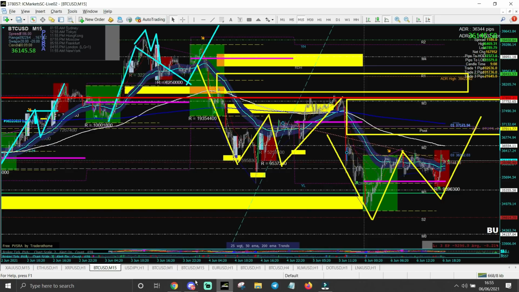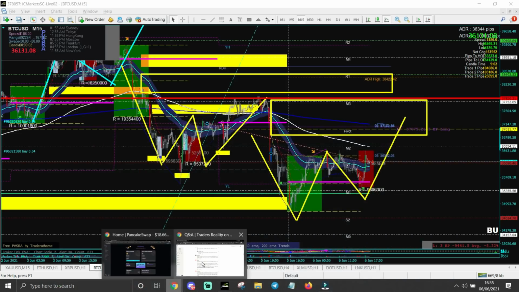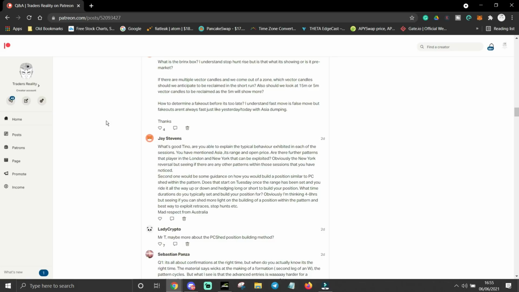Let me go over another thing. I usually explain typical behavior exhibited in each of the sessions. You mentioned the Asian range is often priced, with further patterns that players in London and New York can exploit. Obviously, the New York reversal, but are there any other patterns within those sessions that you have noticed? Second one would be some guidance on how you would build a position, similar to PC shedding, within the pattern. Does that start on Tuesday once the range has been set, and you ride it all the way down, hedging, build session? I'll always start on a Tuesday, that's correct. What time durations do you typically set and build your position for? Obviously, I'm thinking 48 hours, but seeing if you can shed more light on building positions in the pattern. Best way to exploit retraces.